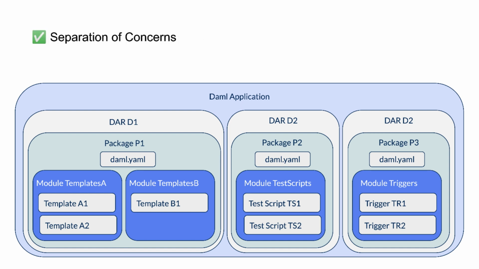You need a packaging structure to gain three key benefits of modularity. First is the separation of concerns. You can keep the unrelated code of your application separated from each other to minimize dependencies. For example, test scripts should be kept in their own package, since they should not be deployed in a production environment. Similarly, triggers should be kept in a separate package.